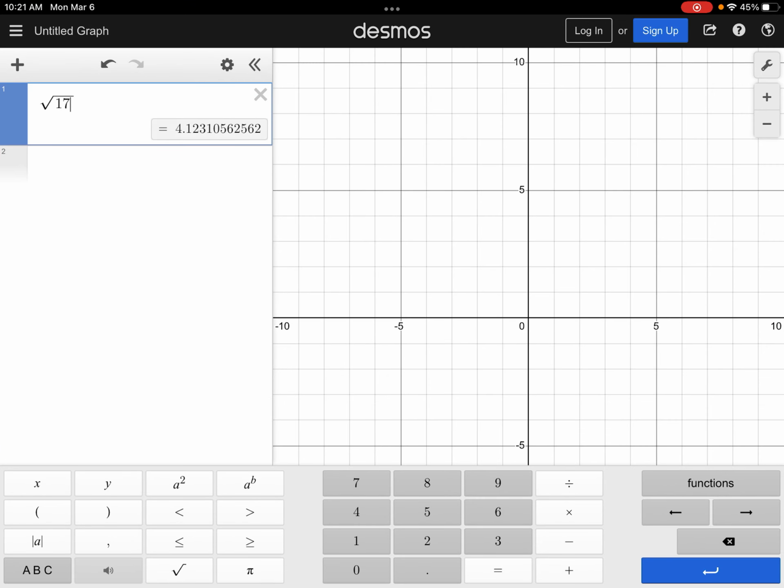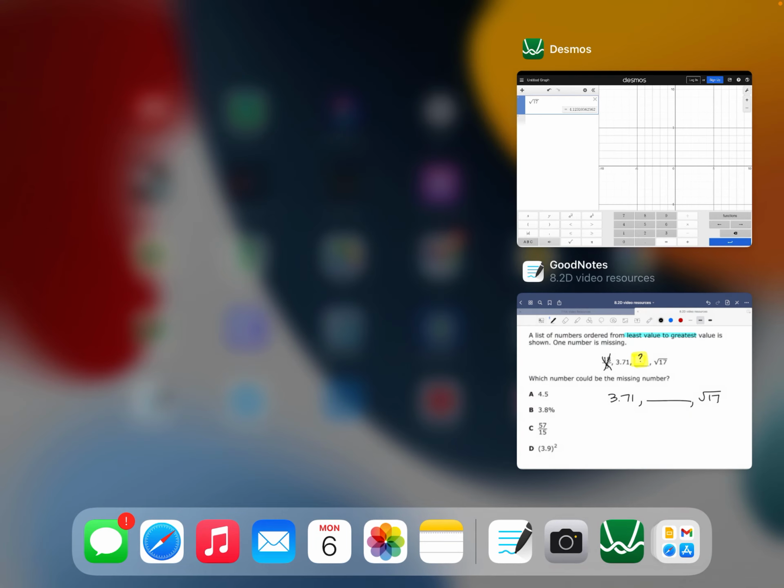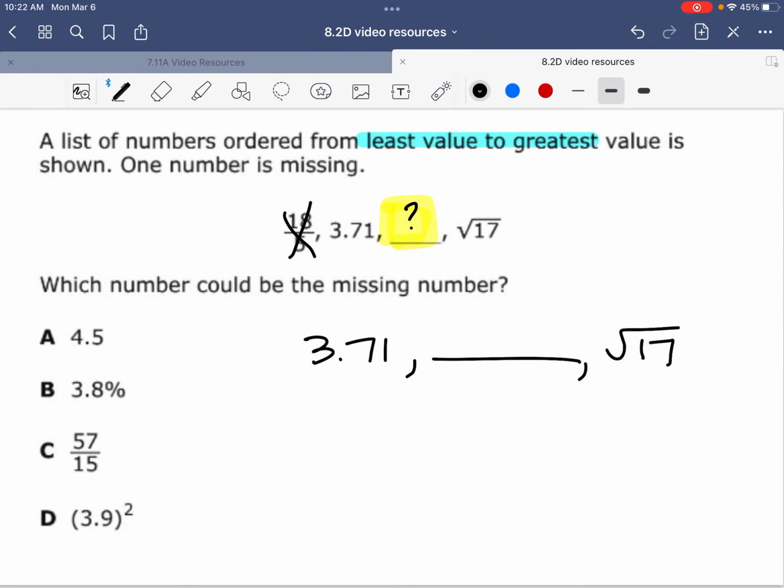So when I approximate the square root of 17, I get 4.12 if I round to the nearest hundredth. So I'm going to go back and say, all right, what is between 3.71 and 4.12?